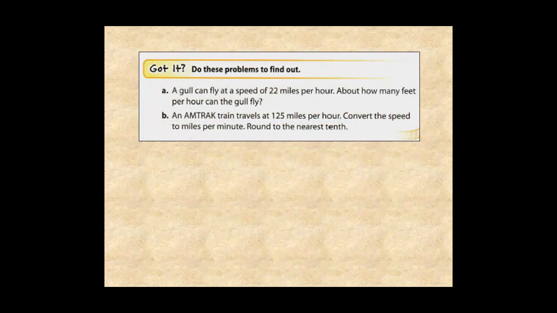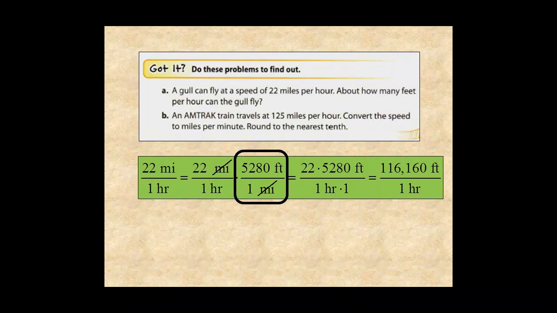If you think you've got it, pause the video and try these problems. Starting with 22 miles per hour, multiply by 5,280 feet over 1 mile. Cross-cancel miles for an equivalent rate 116,160 feet per hour.